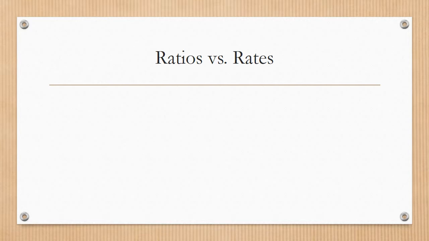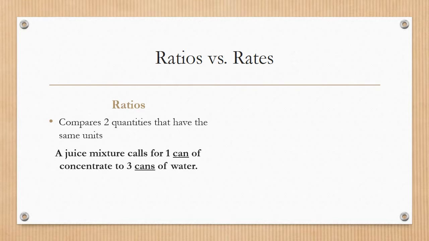We've been talking about ratios throughout this book, and we know that ratios are comparisons of two quantities that have the same units. An example of ratios that we've been using has been something like a juice mixture calls for 1 can of concentrate to 3 cans of water. Notice here that we are comparing cans to cans. Even though it's cans of concentrate and cans of water, we're still comparing cans to cans. They're the same units. We call that a ratio.